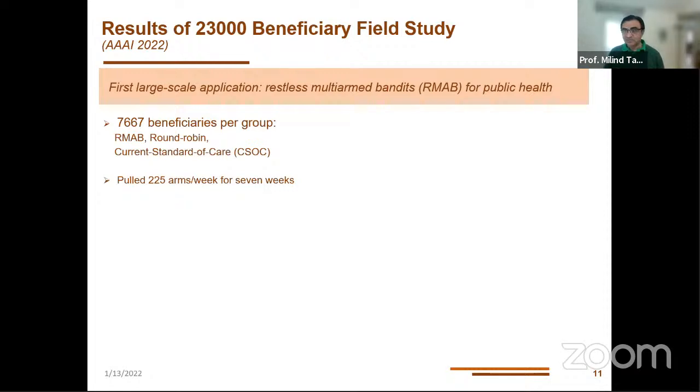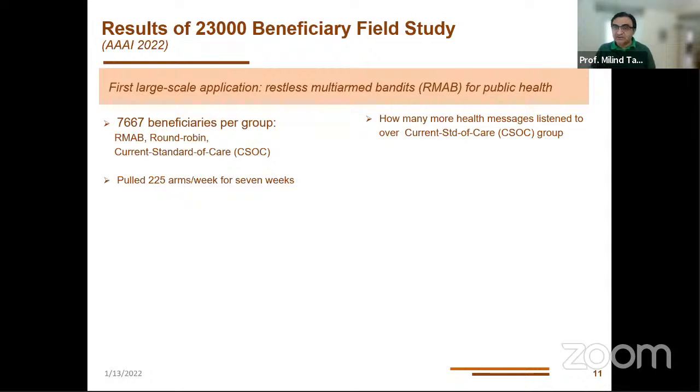In the RMAP group, which arms to pull, which mothers to call, was decided by their top Whittle indices. In the round robin group, we called the first 225, then the next 225, then the next; it's a sequential calling that is done. In the current standard of care, no service calls are given to mothers. And now we want to see how many more health messages were listened to by the mothers in each of these groups compared to the current standard of care group.